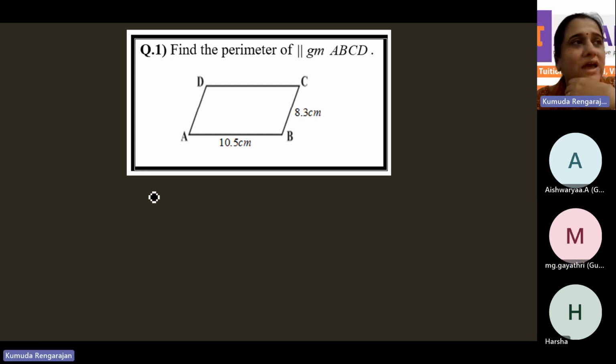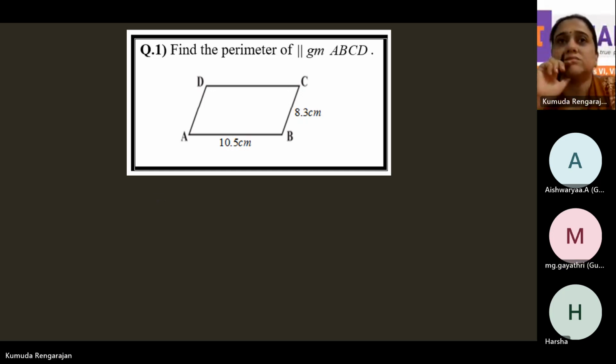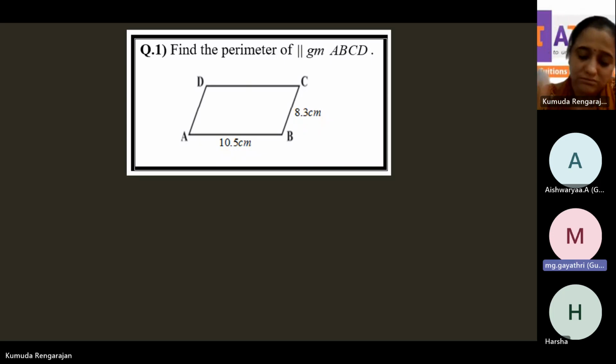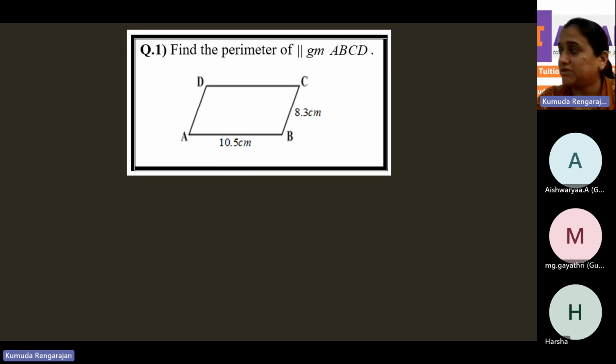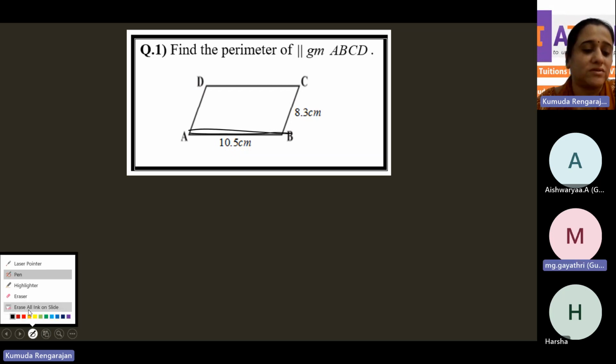The terms length and breadth are used to represent the sides of a rectangle, not a parallelogram. In a parallelogram, the sides are referred to as the bases. Ma'am, all those four sides? Yes, all the four sides, not only AB. All the four sides are called the bases.